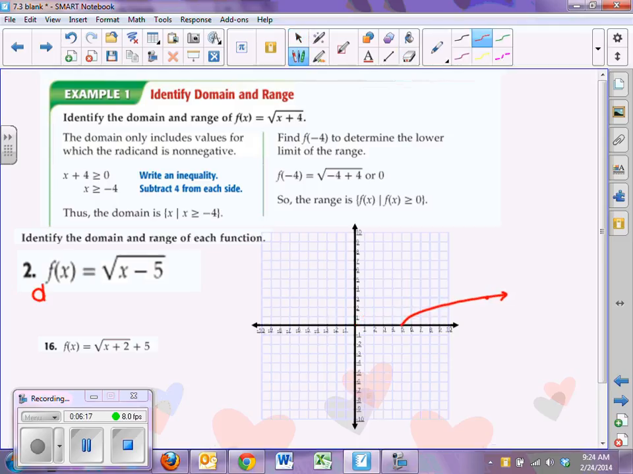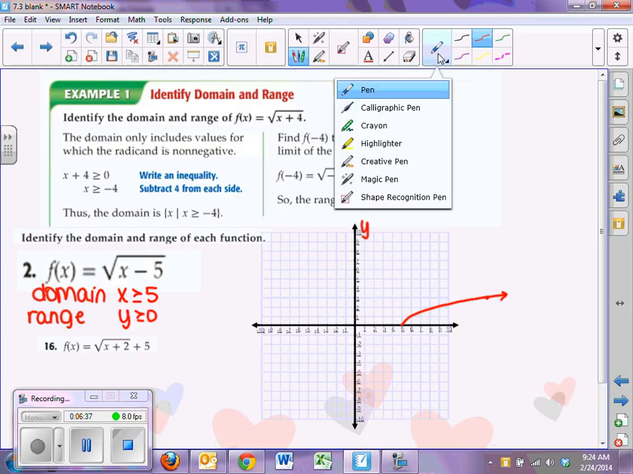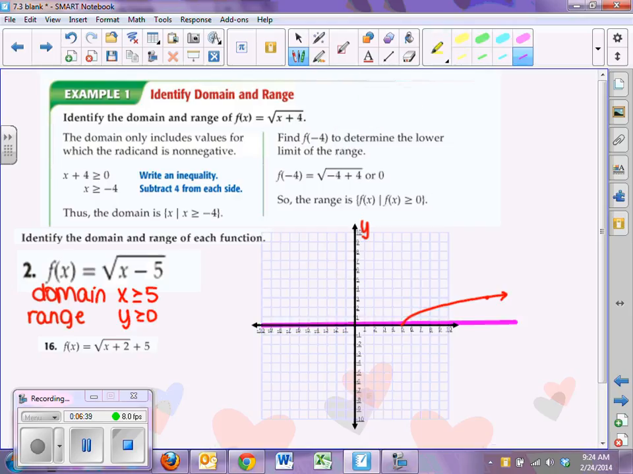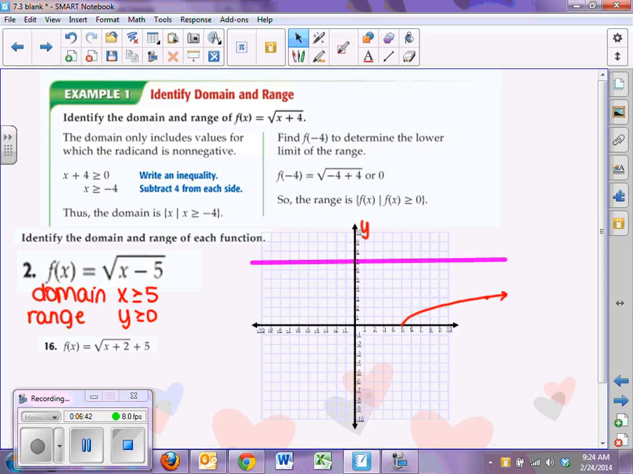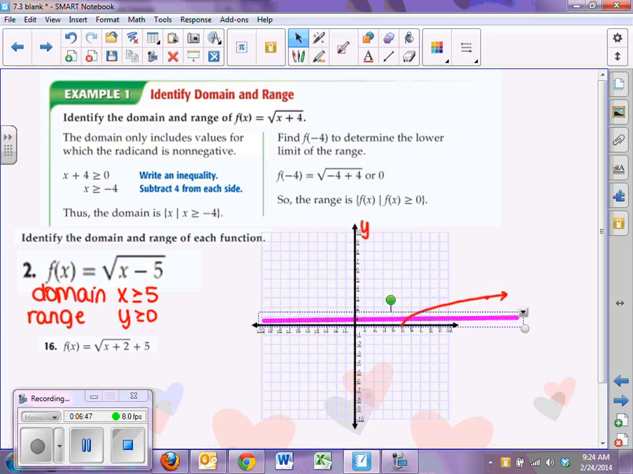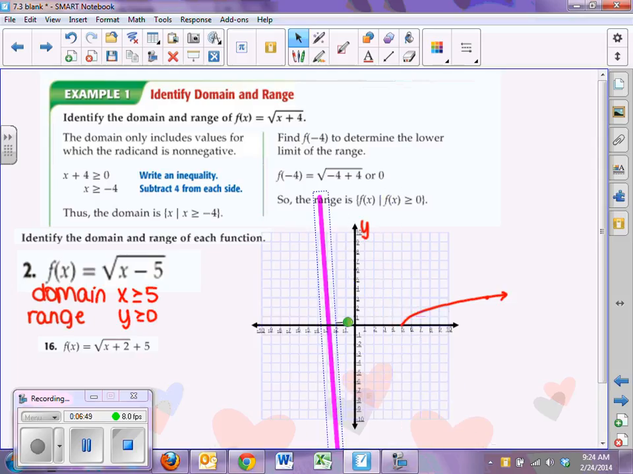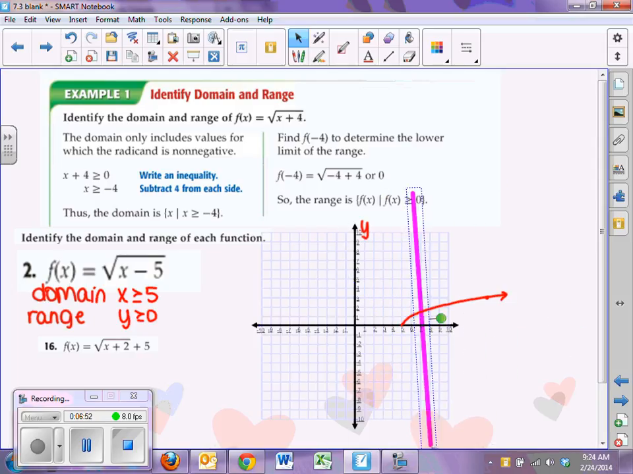So the domain: what x values are being used? x is numbers bigger than or equal to 5. And what about the range? What y values are used? y values are bigger than or equal to what? Look at the y-axis. Numbers from 0 up. Let me highlight and show you. From this point up, you can see the graph. So from 0 up on the y-axis, you have a graph. Similarly, from x values of 5 on, you have a graph.